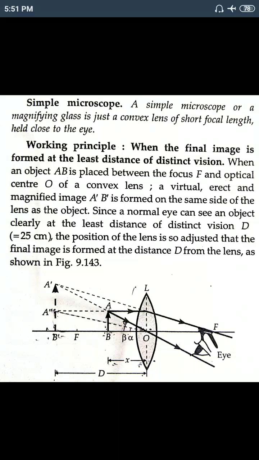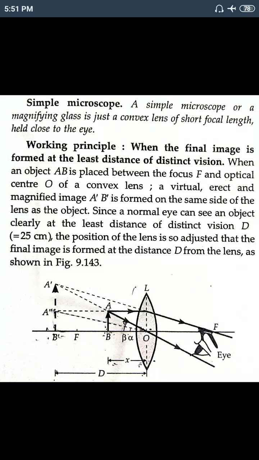So first let us start with the simple microscope. We know that the simple microscope is the first microscope that was discovered. A simple microscope is simply called a magnifying glass. It is just a convex lens of short focal length, and if we hold it very close to the eye, we can see the letters or any object as a larger image of the object.